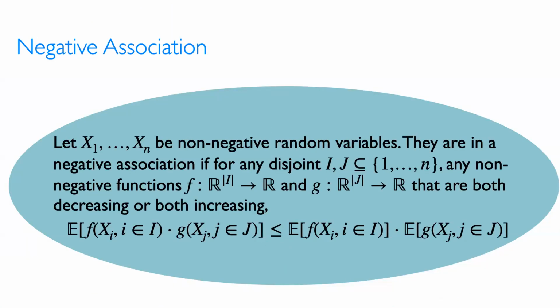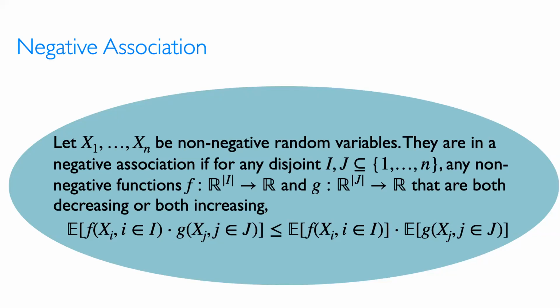Now, negative association generalizes this idea, not only to look at the value of the random variables, but also to look at how they behave under some transformation. In particular, we take families of transformations f and g that are both decreasing or both increasing, and we require a property similar to the one we were asking before. So it's a kind of closure property under functions that are decreasing or increasing.